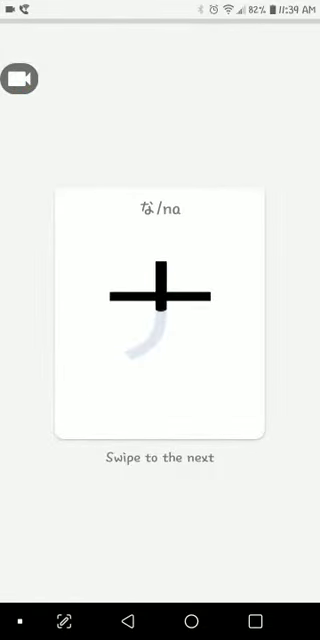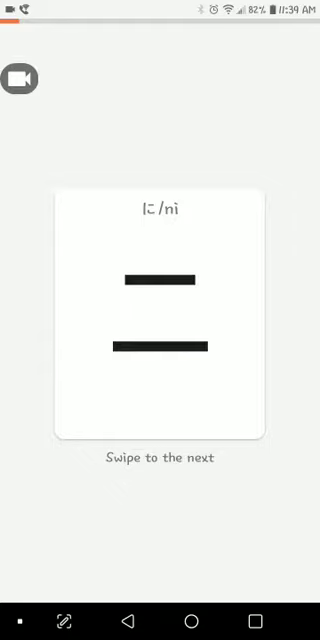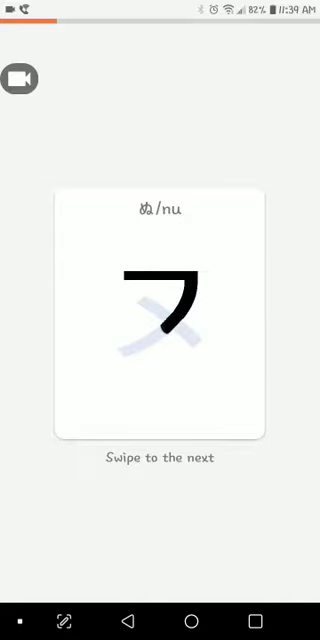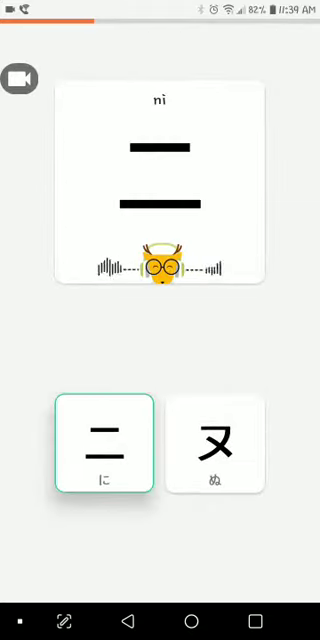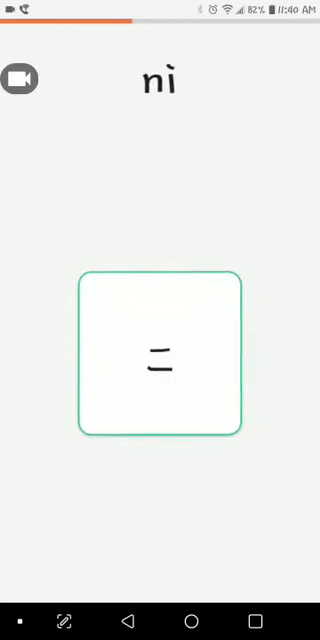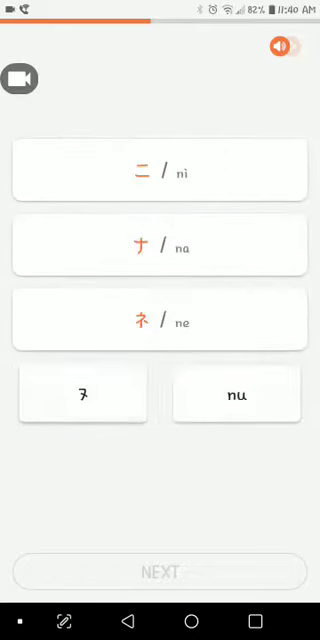Na. Ni. Ni is also the symbol for two, which is kind of nice. Nu. Ne. So we need ni, na, ne, nu.